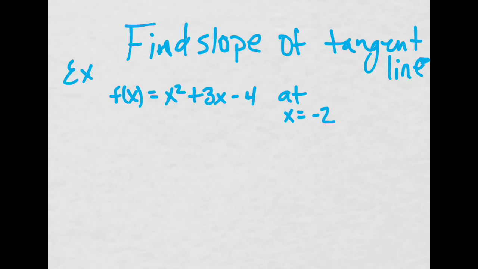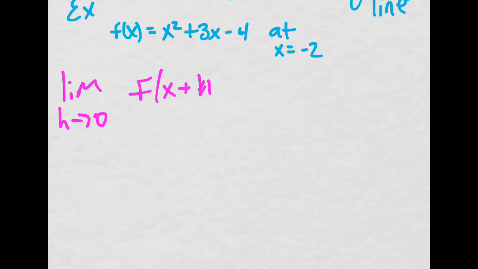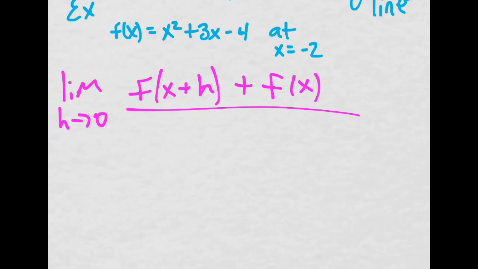Tangent line. It'll tell you to find the slope of the tangent line of f of x at x equals negative 2. So you'll use the definition of the derivative to do that. Our definition of derivative is the limit as h approaches 0. Is it always going to be the limit as h approaches 0? Yes, because this is the definition of derivative. Anytime you see definition of derivative, it's going to be this.